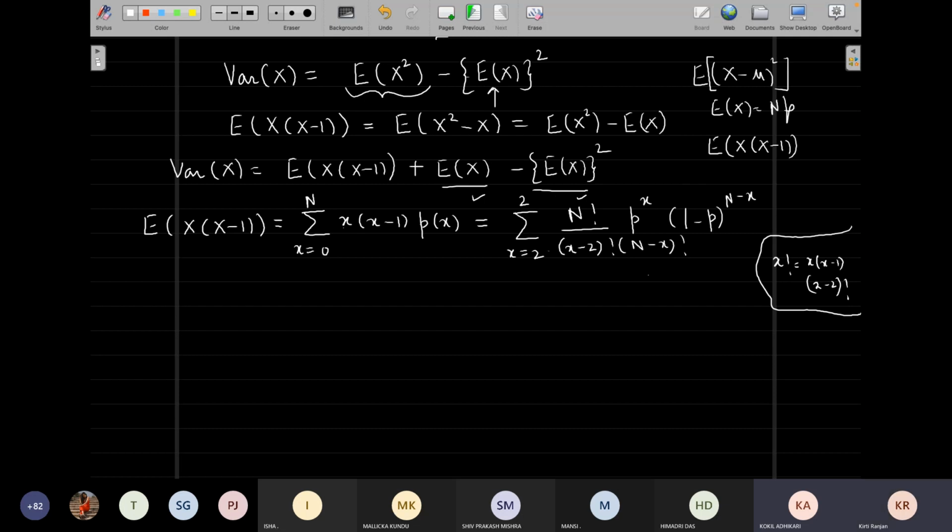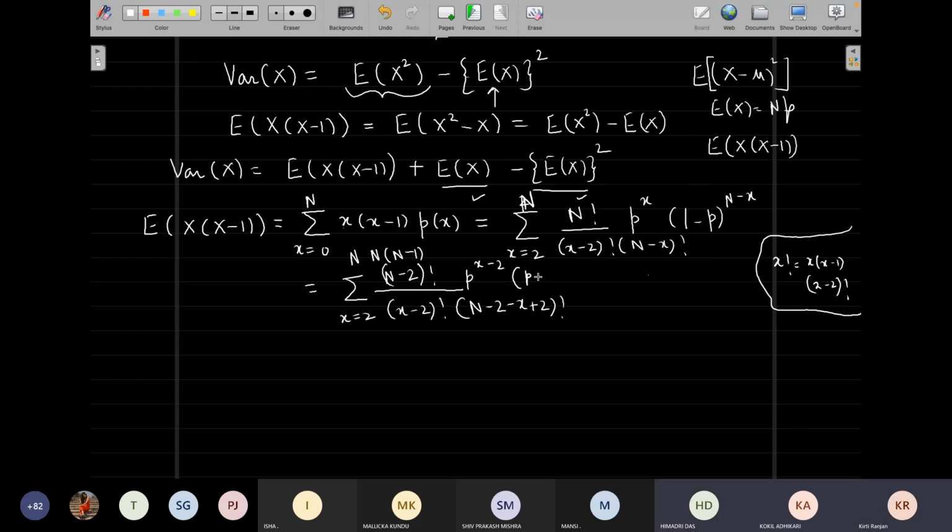No. I will now request you to do the same thing which we did last time and just go ahead and solve it. What did we do last time? We wrote everything. I have not written the summation properly. This should be n minus 2 factorial. So I should be doing n into n minus 1 over x minus 2 factorial, and then n minus 2 minus x plus 2 factorial, p raised to power x minus 2, which means what will go out? p into p, yes, p square, absolutely right. And then 1 minus p raised to power n minus 2 minus x plus 2.